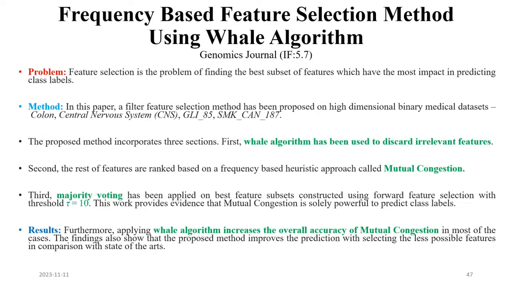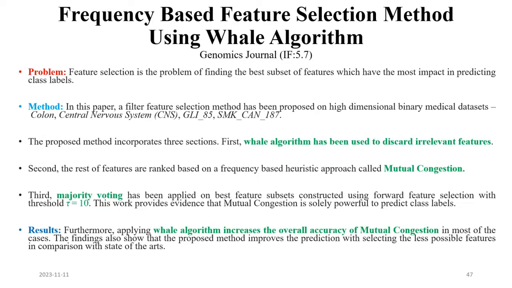So in this article, we took datasets, and these were medical datasets. There are four datasets. The first one is called colon, second is central nervous system, third is GLI85, and the fourth one is SMK-CAN 187. We applied our feature selection approach for finding the best subset of features which has the most impact in predicting the class labels.